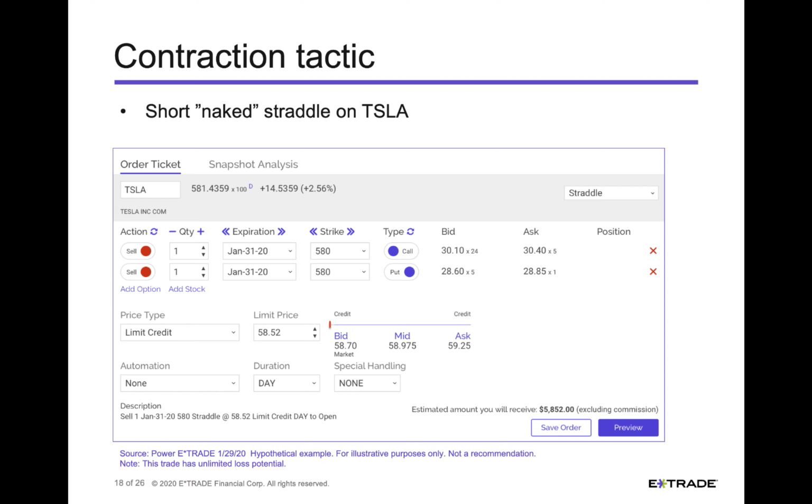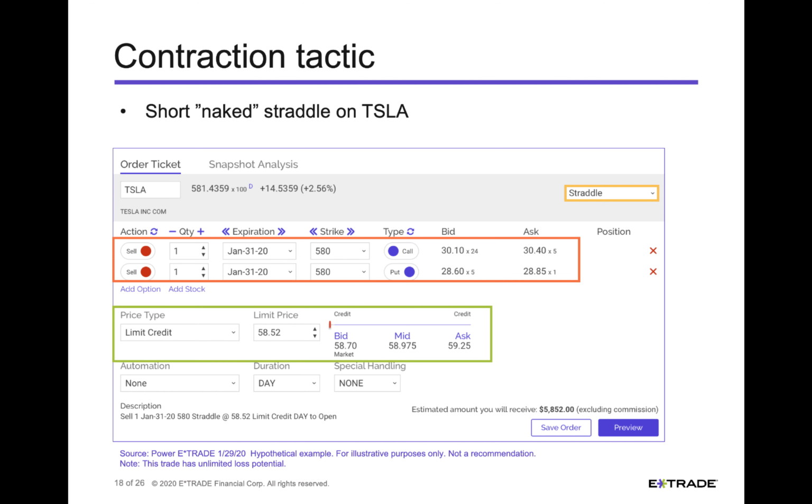But it's a good example to explain how these things work. This is a straddle, and we are selling instead of buying in anticipation of a contraction of volatility post-earnings. We're going to sell the 580 call option, and we're going to sell the 580 put option. We're going to capture the bid for each of those, which takes us to a credit of $58.52. That brings in $5,852.